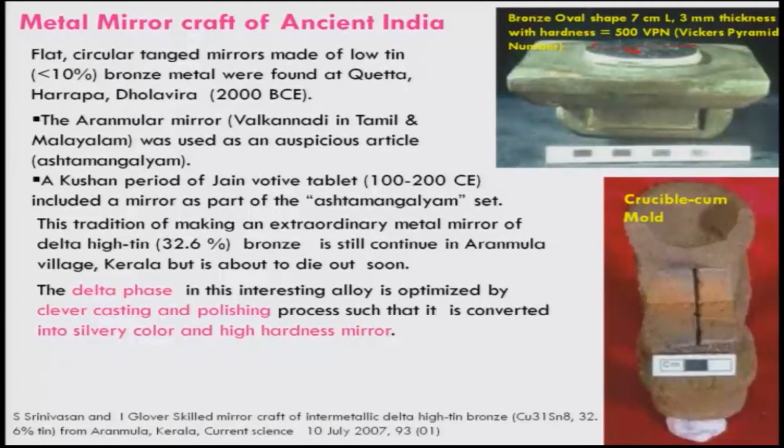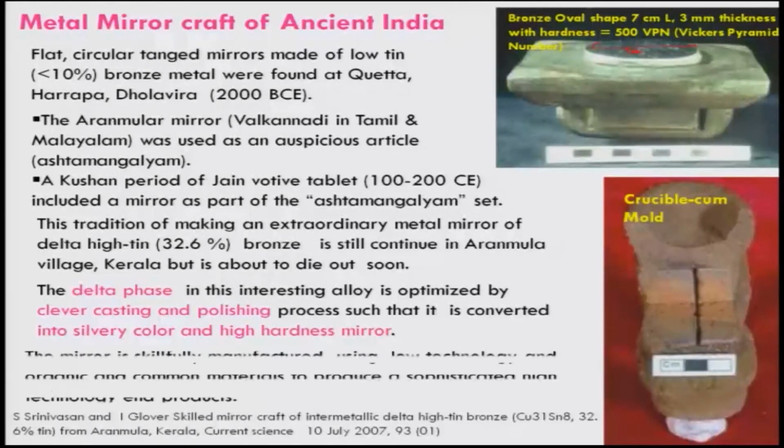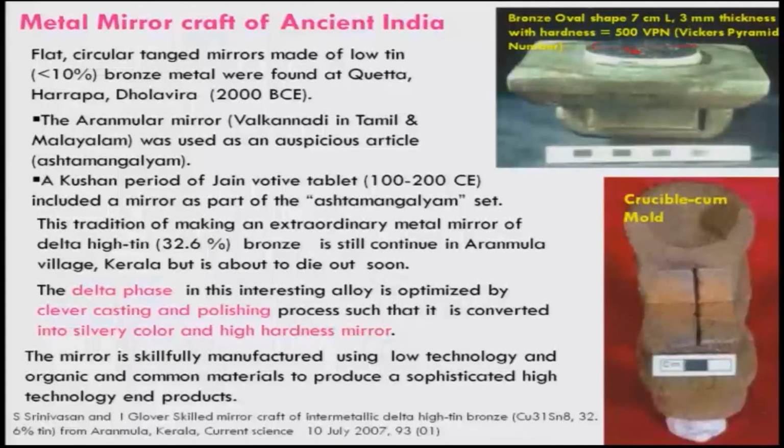Of course, the melting temperature is around 750 degrees Celsius, but they have to maintain this temperature and mix so that you will get hardness. So, if you look at it, the mirror is skillfully manufactured using low technology and organic and common materials to produce a sophisticated high-technology end product. And that was a tradition going on from 2000 BC till today, but it is about to die.